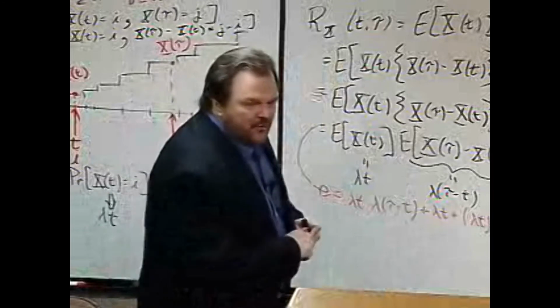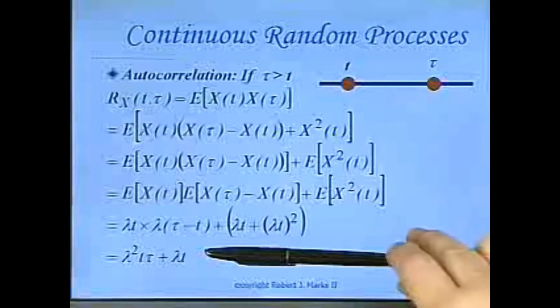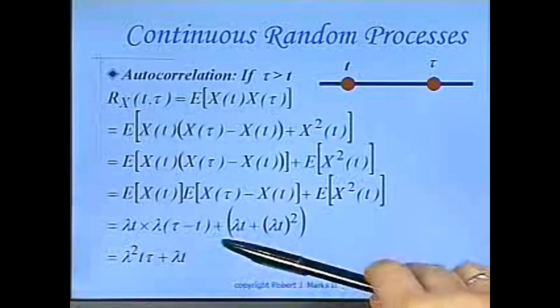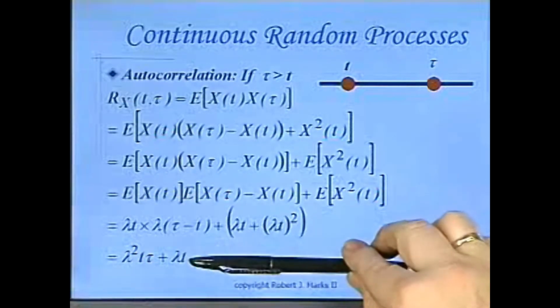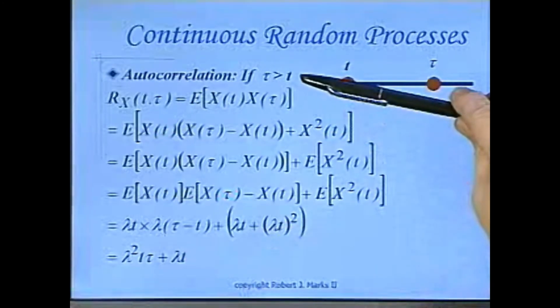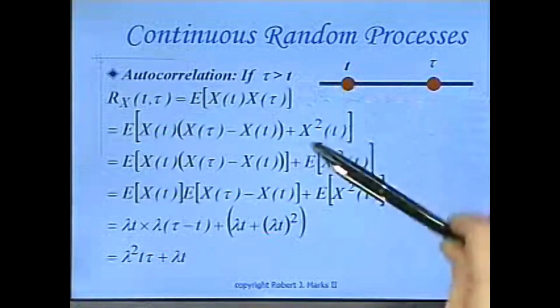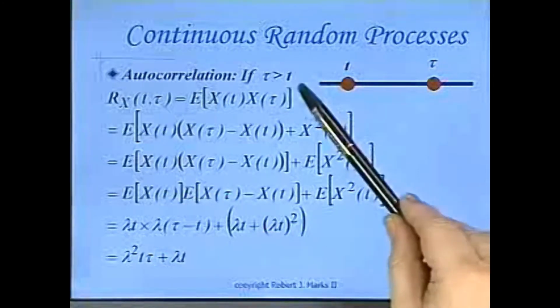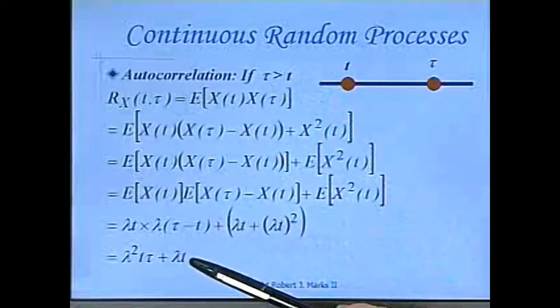If we do some algebra on this, we find that the final result is that the autocorrelation is equal to lambda squared T tau plus lambda T. But there's a caveat here, an assumption. Way back in the beginning, we assumed that tau is greater than T. Remember that? We made that assumption so that we can draw pictures like this with tau being greater than T. So with tau greater than T, we have this expression.